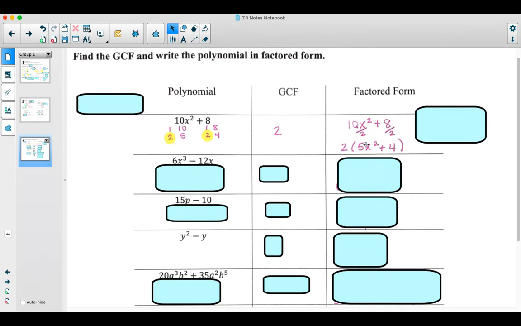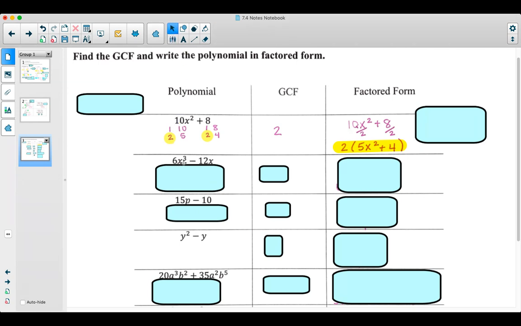I can always redistribute to check my work. Remember, 2 times the quantity 5x squared plus 4 is my answer in factored form. I'll highlight that because that's my answer. I can recheck it to make sure I get that original polynomial back. Let's try example 2 together.